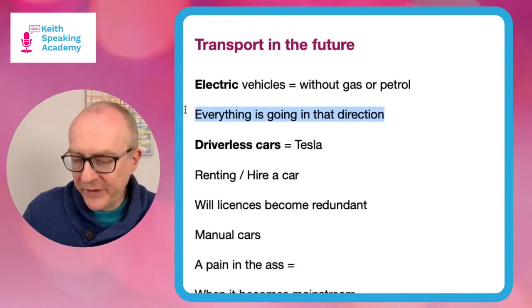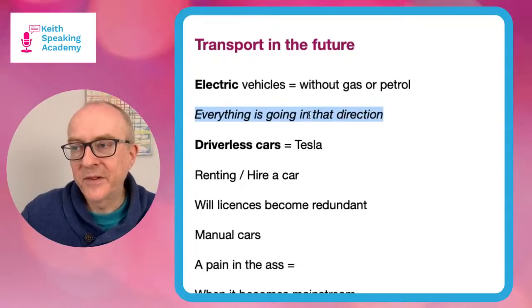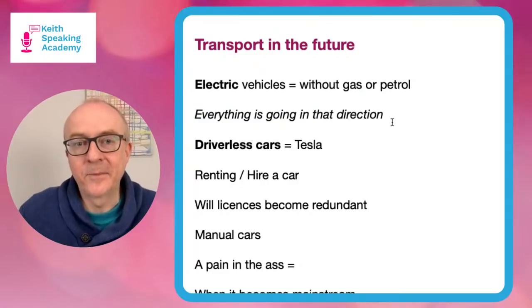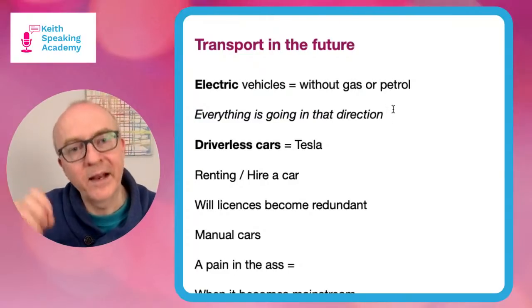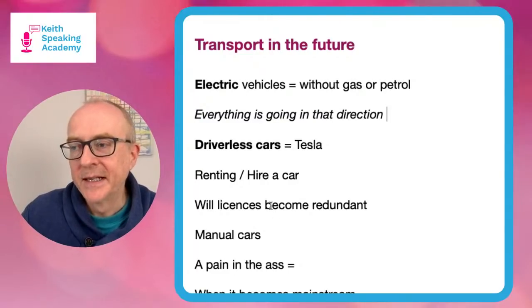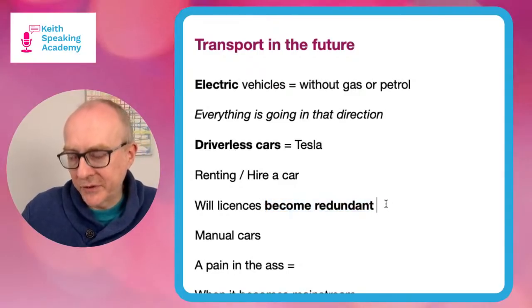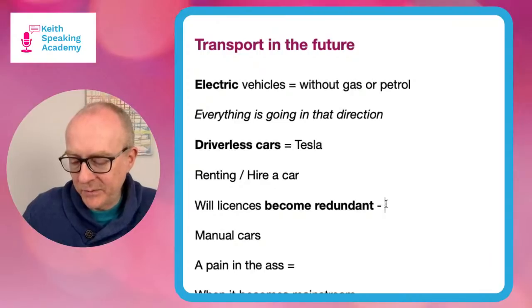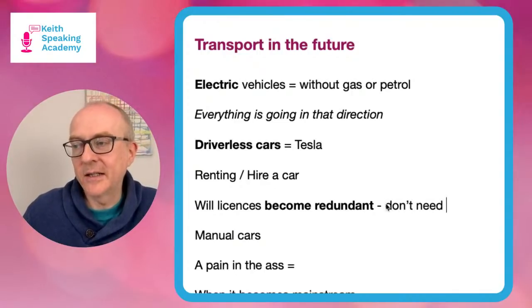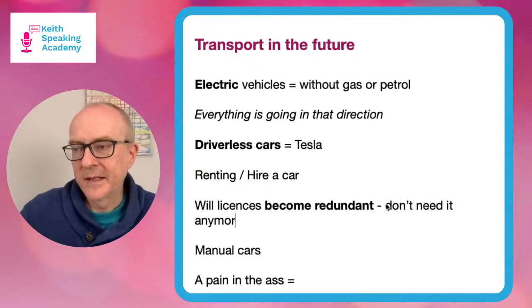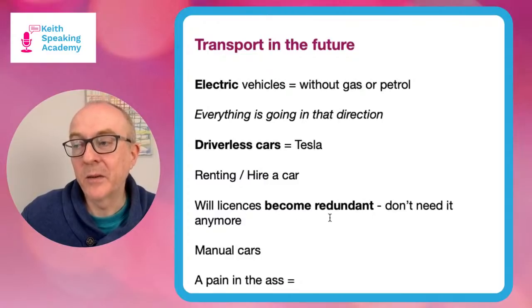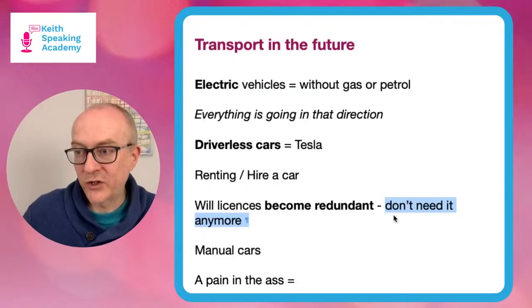The expression, everything's going in that direction. Everything is going in that direction, so everything is following that idea. With global warming, everything's going in that direction. There was the expression to become redundant. If something becomes redundant, then you basically don't need it anymore. So if licenses become redundant, we don't need licenses. Maybe it's true. Who knows?